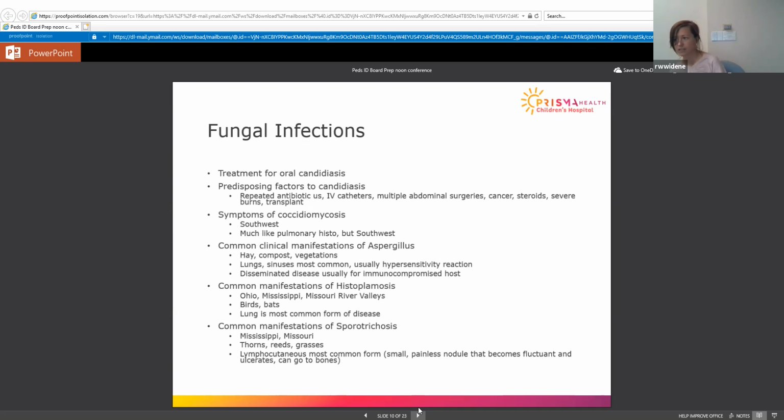Anything to add about Candida? Symptoms of Coccidio, we just said, it's like Histo, usually pulmonary, but your patient will be from the Southwest. Aspergillus, we just talked about that. Histo, we just talked about that. Sporotrichosis, we just talked about that. Questions or anything to add? No, but bring out the bats and the chickens with Histo, and that truly is it.